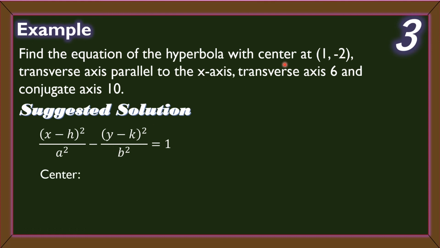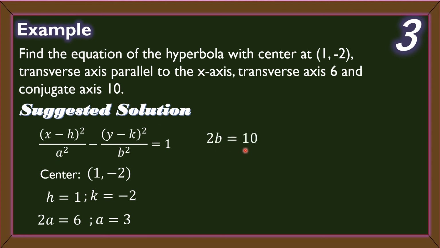It is known that the center is at (1, -2), then h is equal to 1, and k is equal to -2. Also, the transverse axis is of length 6, then 2a is equal to 6. Dividing both sides by 2, we will get a equals 3. Another information is that the conjugate axis is of length 10, then 2b is equal to 10. Dividing both sides by 2, we will get b equals 5.